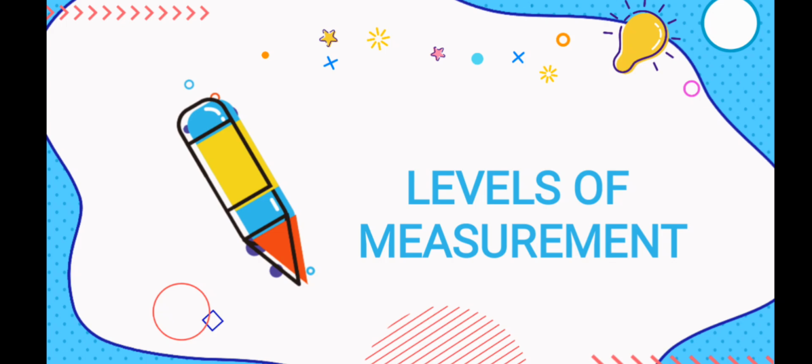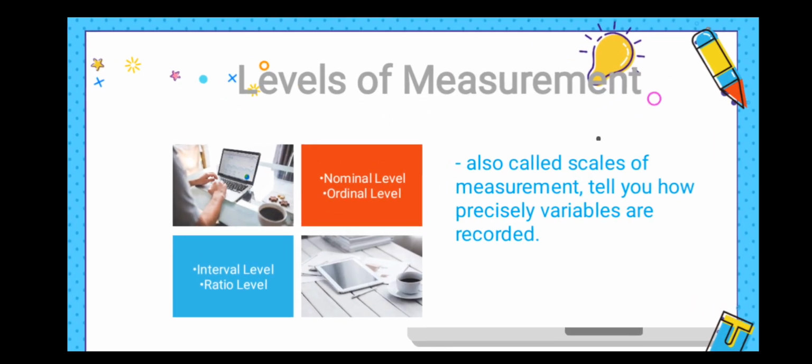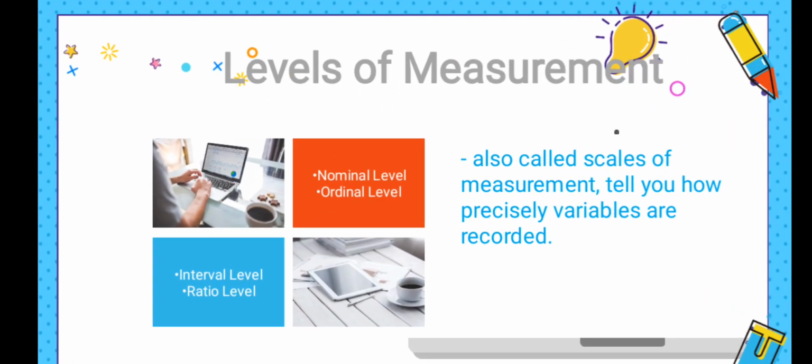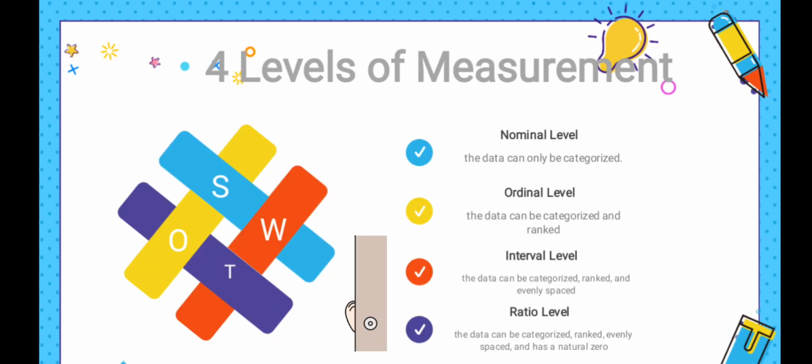So what is the levels of measurement? The levels of measurement, also called scales of measurement, tell you how precisely variables are recorded. In scientific research, a variable is anything that can take on different values across your dataset. Such examples are your height or your test scores. So let's dig deeper. Nominal, ordinal, interval, and ratio level. Going from lowest to highest.